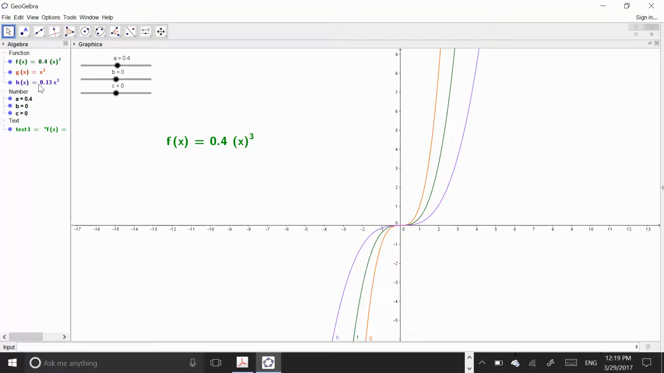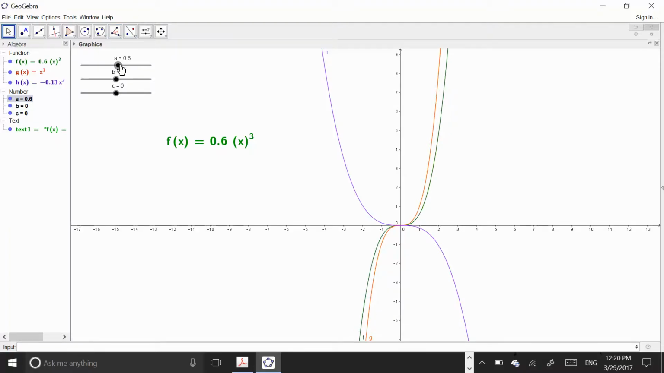But as soon as you hit a negative number, so if I just put negative, it's the same width, it's just the other direction. Okay, it's still wide. So that's why the value of a dictates whether it's thin or wide, but the direction indicates whether you invert it or not. Easy?